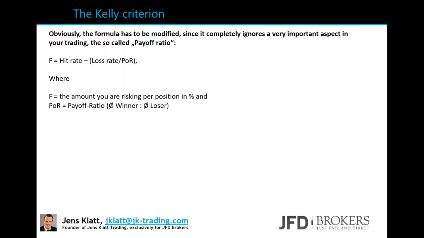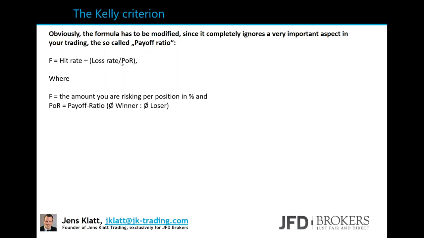So if we here, for example, have a trading strategy which doesn't have a positive expected value, also with this formula, we are not getting a positive result for Kelly. So just imagine the following. You have a hit rate of 40%, which is here. Here's the loss rate of 60%, 0.6. And then you have a payoff ratio of 1, which is the average winner equals the average loser.